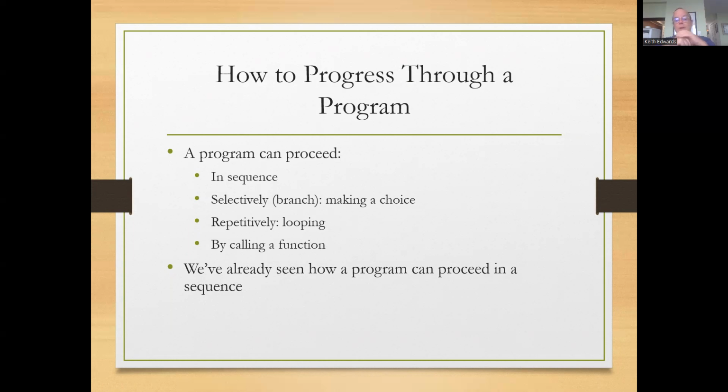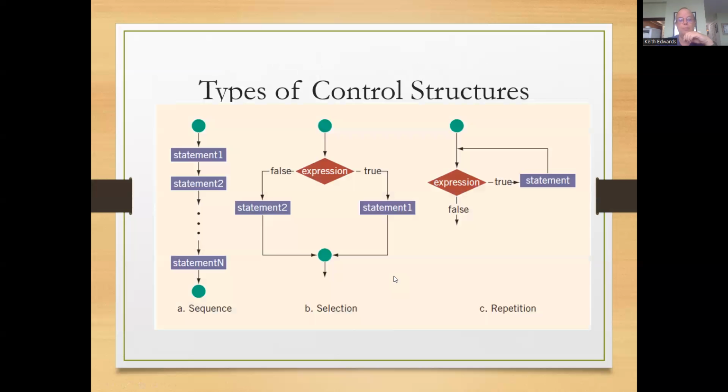And last but not least, by calling a function, we're going to get into how functions work in terms of flow of control, but we've already used them in some effect, and we've used them as kind of a sequential statement, but they're actually a little bit more complex than that. And we'll get into that and see how the magic works. We've already seen how a program can proceed in sequence. So today we're going to look at these conditional or branching statements.